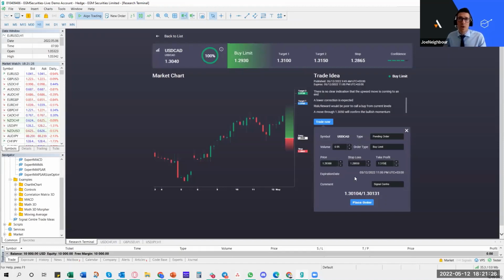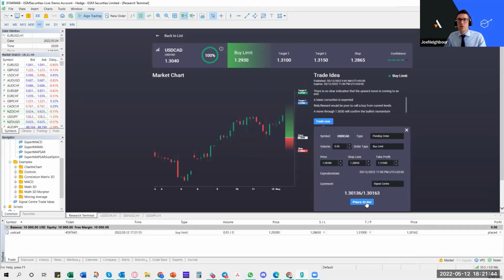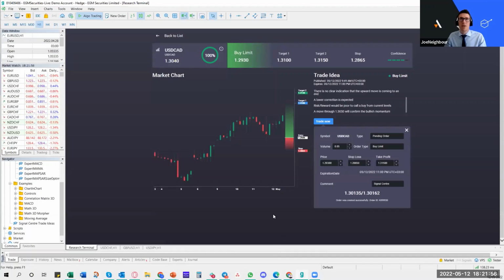And finally, these ideas will expire in line with when our ideas expire. So we don't want to be leaving you hanging with a pending order in the market when our idea is actually expired and we've rewritten a new idea. So this idea will drop off when the idea expires on our database. And then simply to replicate that trade, you would just click place order and it would populate into your order pad down here. And that's sitting there waiting to be executed. So hopefully really simple and very straightforward for you guys to use.